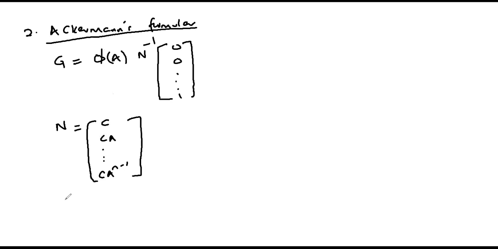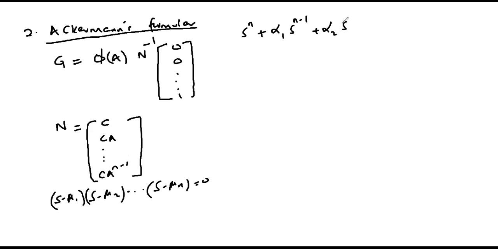Phi of A is obtained from the desired characteristic equation of the system when expanded as a polynomial in S. If the desired characteristic equation is S minus mu1 into S minus mu2 all the way into S minus mu n, when expanded, it will be a polynomial in S written as S power n plus alpha 1 S power n minus 1 plus alpha 2 S power n minus 2, all the way up to alpha n minus 1 S plus alpha n equals 0.